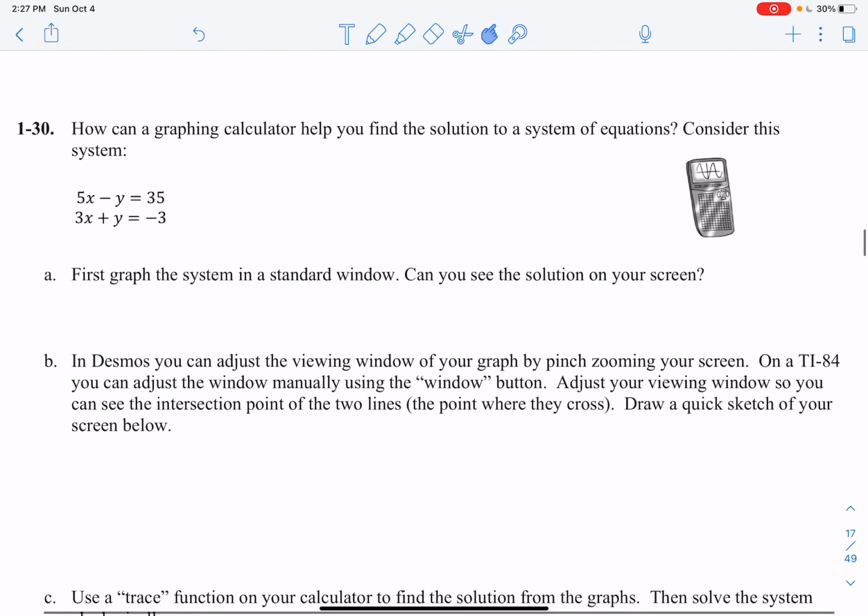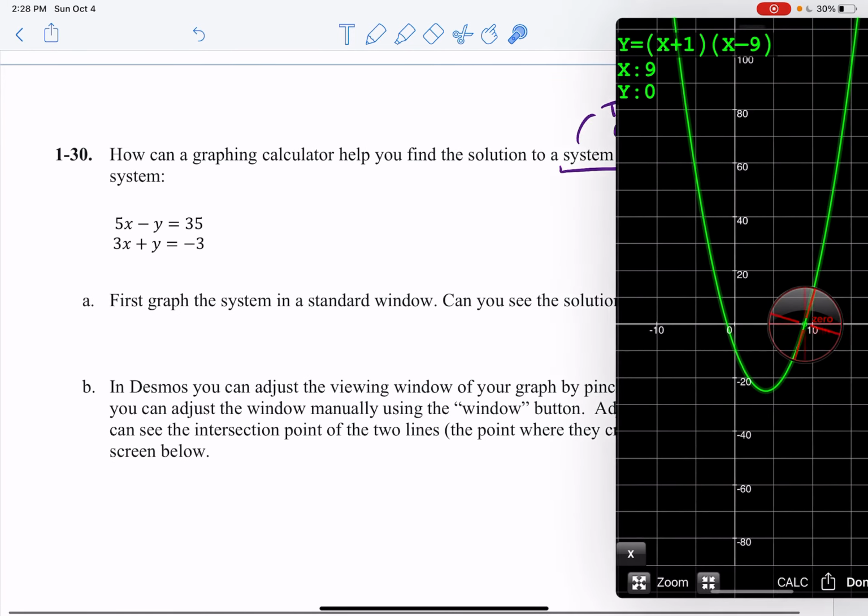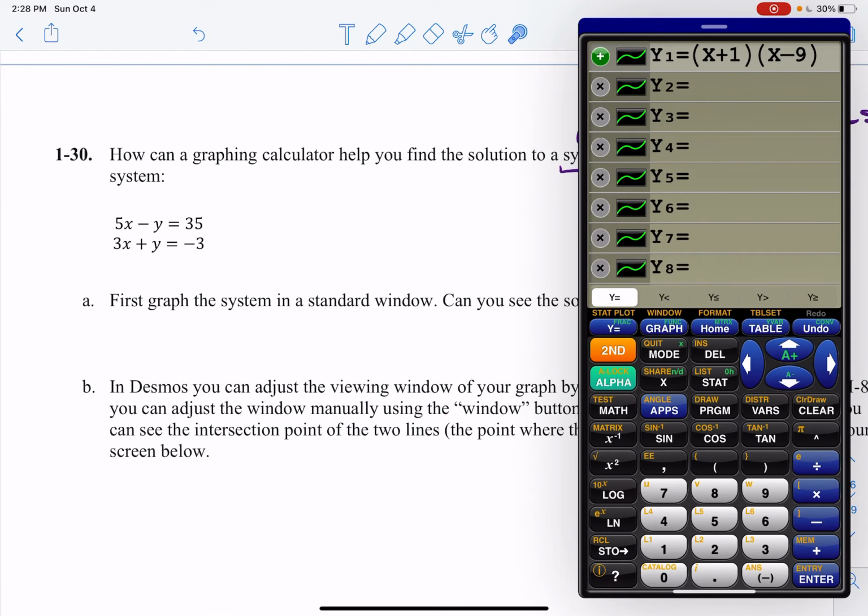Well, let's think about that just for a second. What is a system of equations? A system of equations is two or more equations that share variables. Okay, so it says first graph the system in a standard window. Can you see the solution on your screen? Well, it is asking us to use our graphing calculator. The problem with that though is if I go to the screen, notice how it says up here, y equals. So I need it to be in that form.